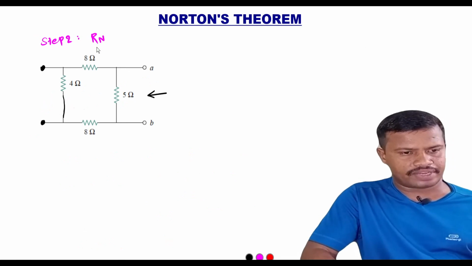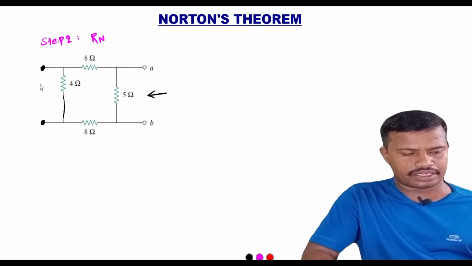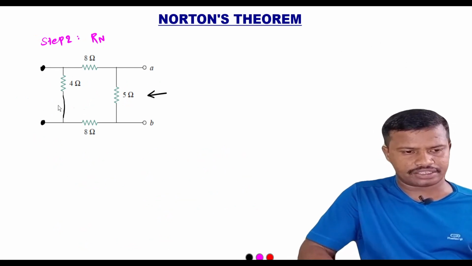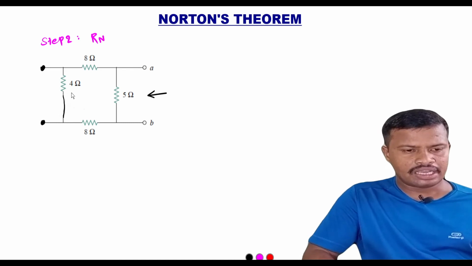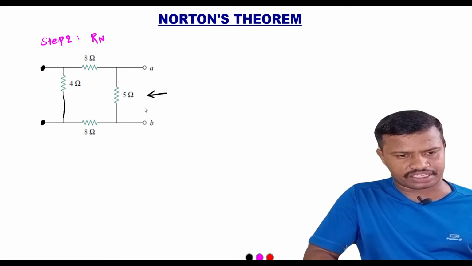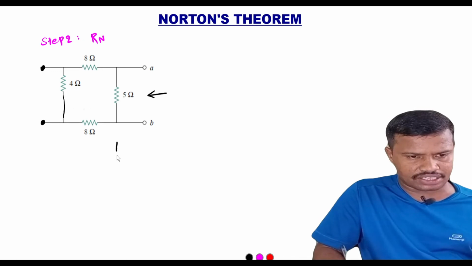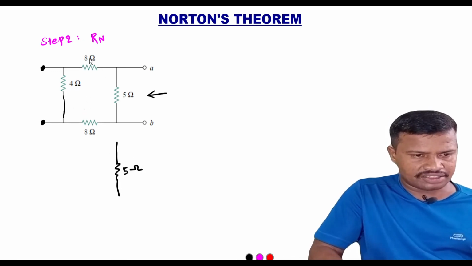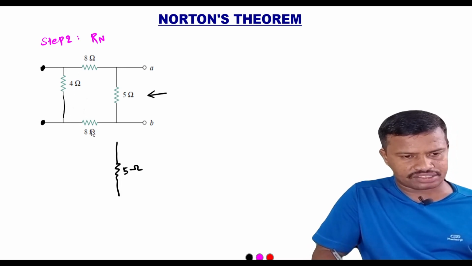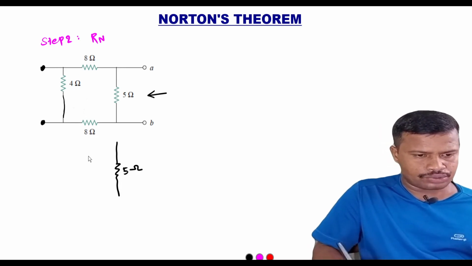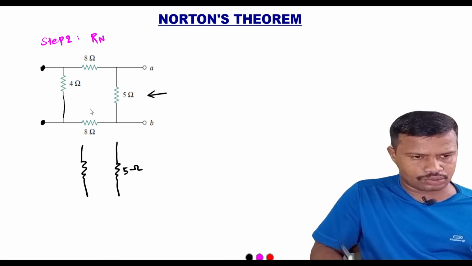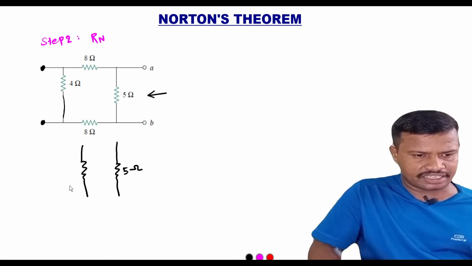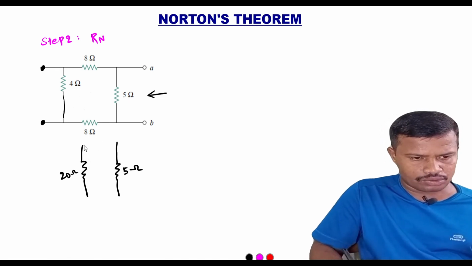In step 2 we will find the value of RN. To find the value of RN, we need to turn off the independent sources. Here the current source was present, we have open circuited it. Here the voltage source was present, we have short circuited it. Now when we look into the circuit from the open circuited terminals A and B, we can draw the equivalent circuit. This is the 5 ohm resistor. Here the 8 ohm, 4 ohm and one more 8 ohm resistors are connected in series, so we can draw as it is. 8 plus 4 is 12, plus 8 will be 20 ohm. So both these are connected in parallel.